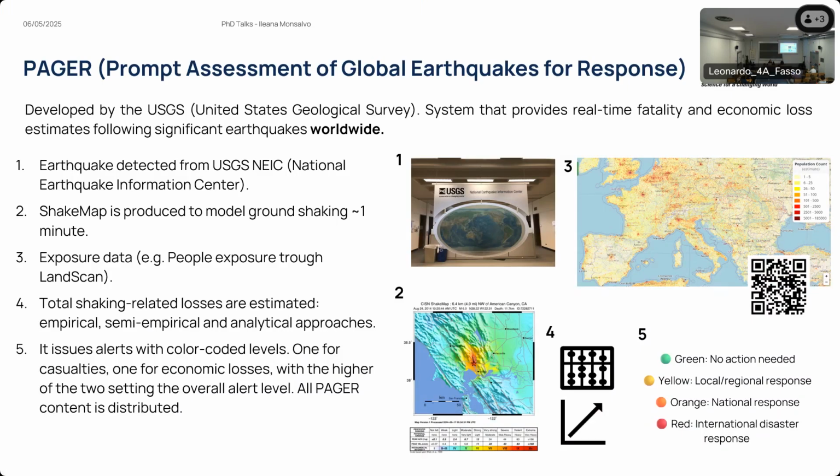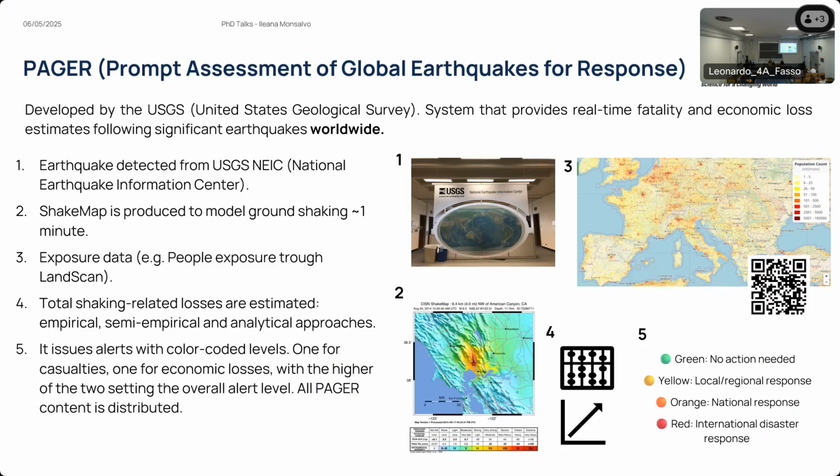A shake map, which I just introduced, is produced to model the ground shaking in less than 1 minute. And then the exposure data is gathered, for example, the building inventory of the area that was affected, the amount of people that are there, and so on. And then the total losses are estimated using empirical, semi-empirical, or analytical approaches, depending on the amount of data that is available for the area that was affected by the earthquake.